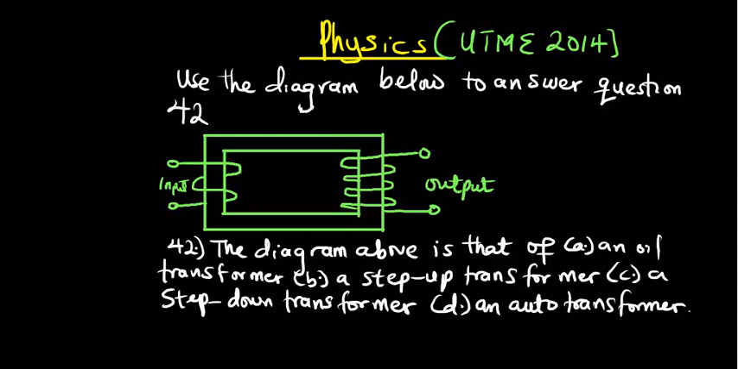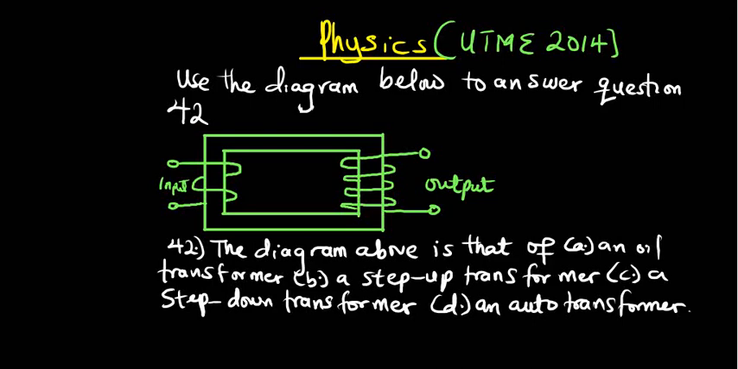This is UTME 2014, question 42. Use the diagram below to answer question 42. So this is the question. They give us this diagram, and then ask: the diagram above is that of dash. A, an oil transformer; B, a step up transformer; C, a step down transformer; and D, an auto transformer.